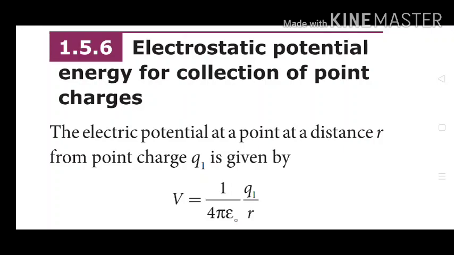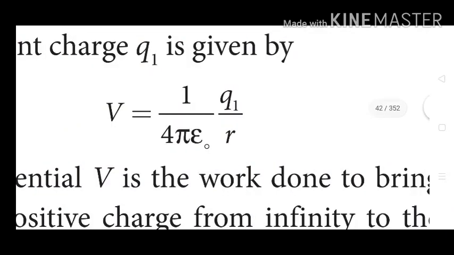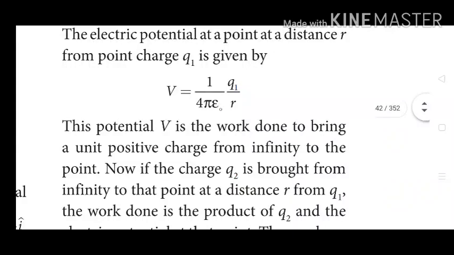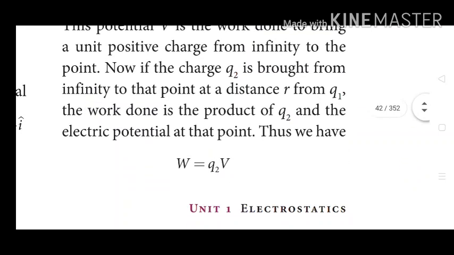The electric potential at a point at a distance r from the point charge q1 is given by V equal to 1 by 4 pi epsilon naught q1 by r. We know this well. This potential V is the work done to bring a unit positive charge from infinity to the point. Now if the charge q2 is brought from infinity to that point at a distance r from q1, the work done is the product of q2 and the electric potential at the point. Thus we have the work done W equal to q2 into V.